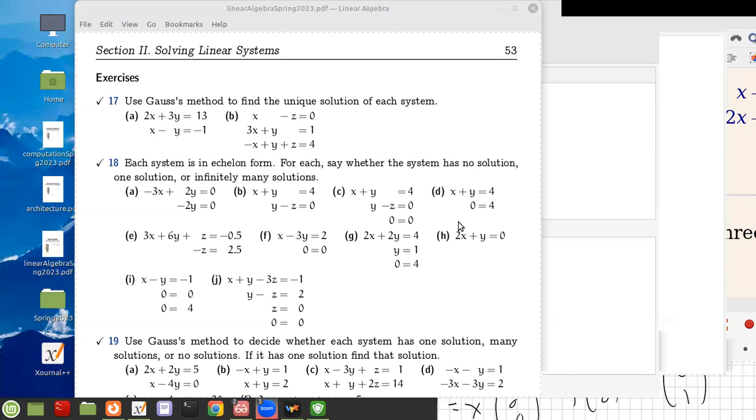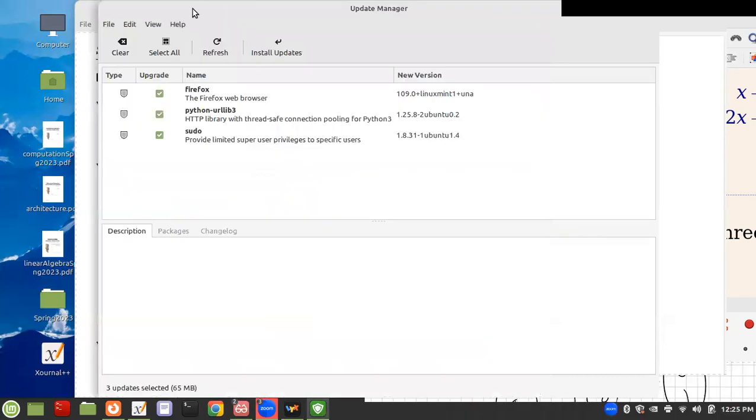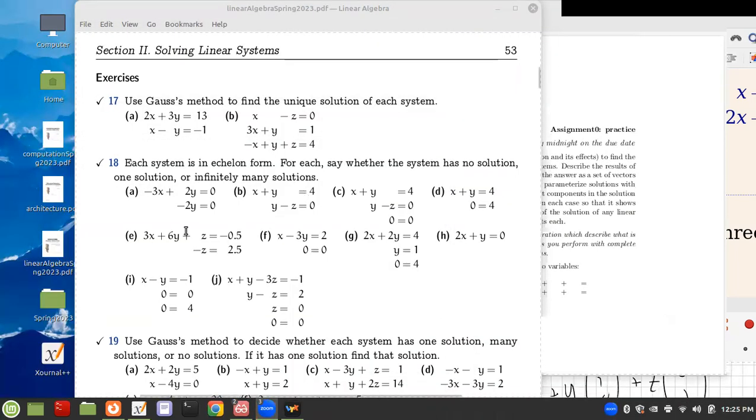So we have 2 people that have done the first 4, and how about, okay, we've got 4 people, 5 people. Now you can check whether your answer is the same as mine, and I'll explain as I go along. So 18A, you have, okay, good.